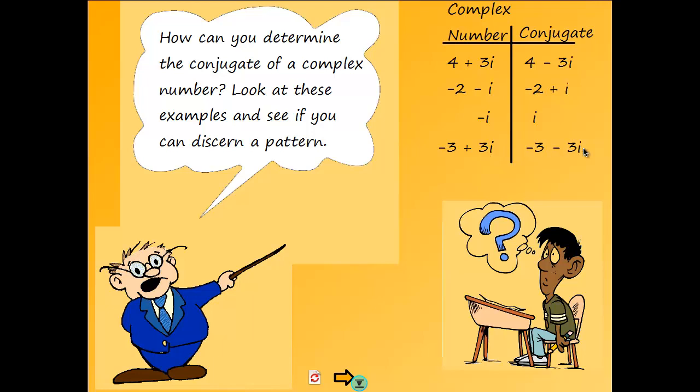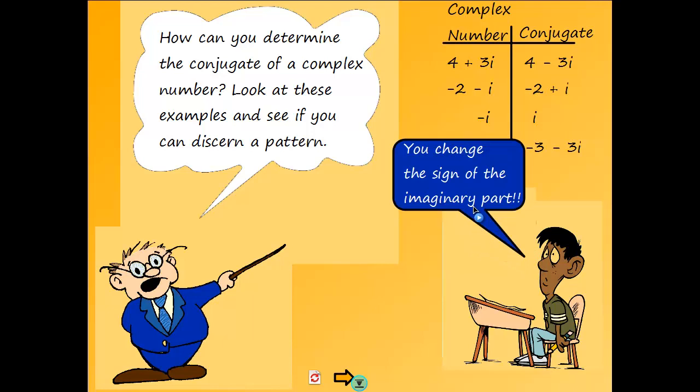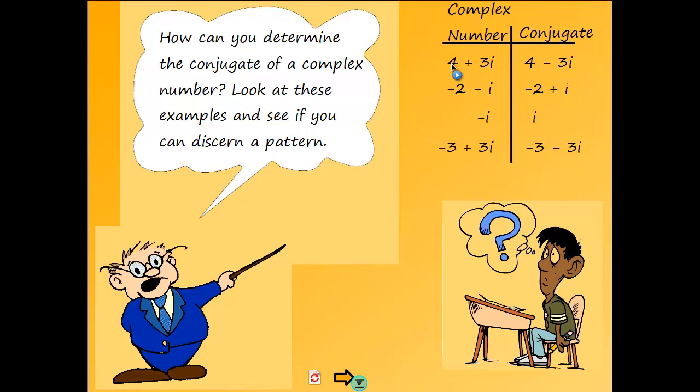So how do you come up with the conjugate if you know the complex number? What's the pattern? Well, you change the sign of, and this is important, the imaginary part. You don't change the sign of both, because that would be the opposite. Notice we have 4 plus 3i, and notice we have 4 minus 3i. The real part on all of these stays the same. The only sign that changes is the sign of the imaginary part, from positive to negative or from negative to positive. So that's what the conjugate is, and we're going to need to use the conjugate to do division.